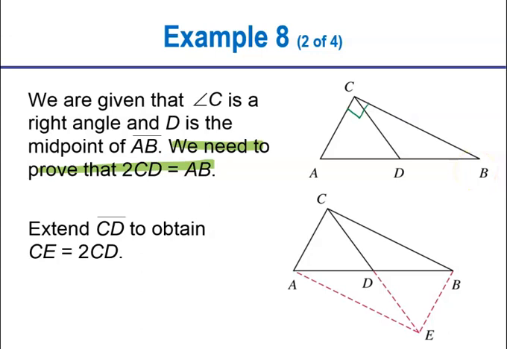Now, check out this picture. That might not be something you intuitively thought to do, but it gets the job done. So here we go. We're going to extend CD to obtain CE. So CE is 2 CDs. Basically we just extended it, and we're saying that this length is the same as this length. Moreover, remember, this length is the same as this length, because that's what a median does: it divides the hypotenuse, in this case, in half. Alright, let's keep going.